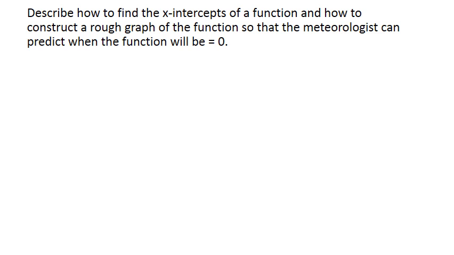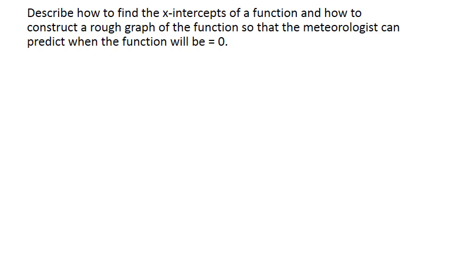So the first question talks about a meteorologist, and it says something about you can create your own function to describe how to find the x-intercepts and how to construct a rough graph of a function to predict when the function is going to be equal to 0. That's just a generalization of what that statement says. So basically, you're not actually expected to do a math problem here. You can, if you want to, make an equation, but you don't need to. All you're expected to do is explain, and you should be using sentences.